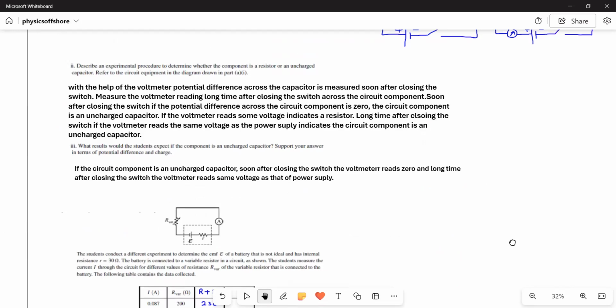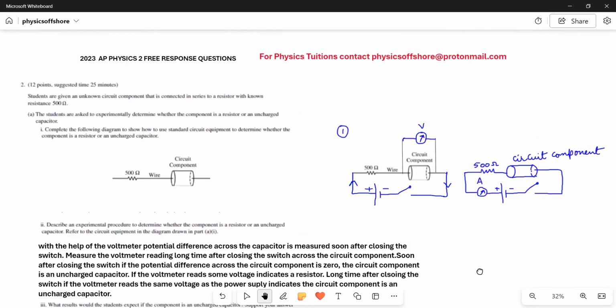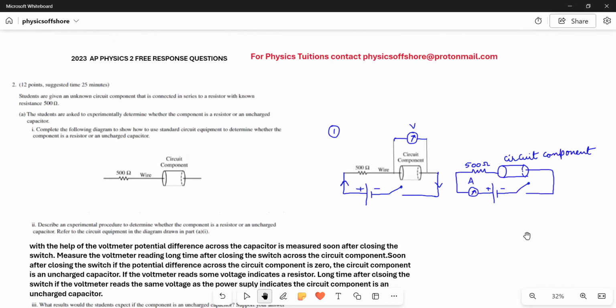This is a DC circuit question. Here he is asking us to find out the circuit component. We are given a 500 ohm resistor, connecting wires, a power supply, and any other circuit equipment required, we can borrow from the lab. I will give two or three choices.